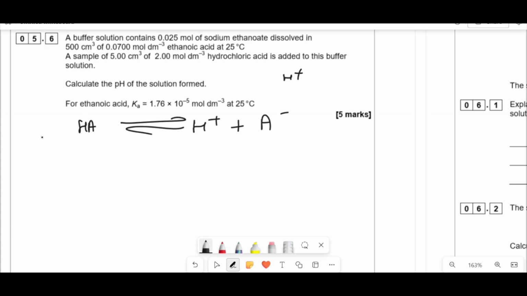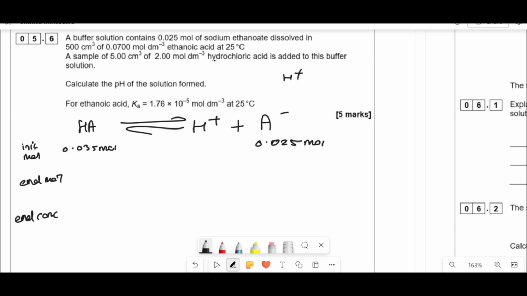And it's the same as every other problem, where you do your initial moles, then your end moles, and then your end concentration, right? So initially we have how much HA. They've told us the volume and the concentration. So we can find the moles of the acid by doing 500 over 1,000 times 0.07. If I do that, I get 0.035 moles initially. And then the H plus, we don't know. And how much A minus do we have? We know that our sodium ethanoate is going to be 0.025 moles, in this much solution. And then the sample of solution has this much HCl added to it.